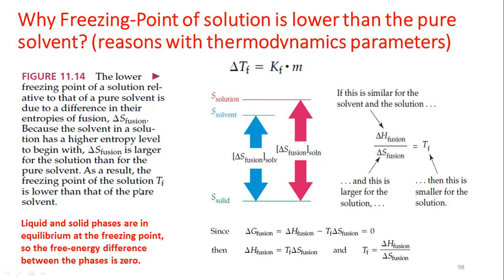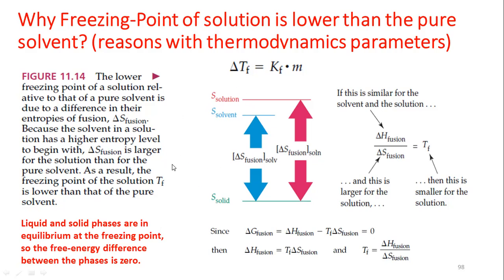I will explain this with three thermodynamic parameters: the change in free energy, the change in enthalpy, and the change in entropy. These are actually the change in enthalpy of fusion and the change in entropy of fusion. Why is this? Because here your liquid is converted into solid, and this is the change in state from liquid to solid, because here we are considering the freezing point of the solution and the solvent.